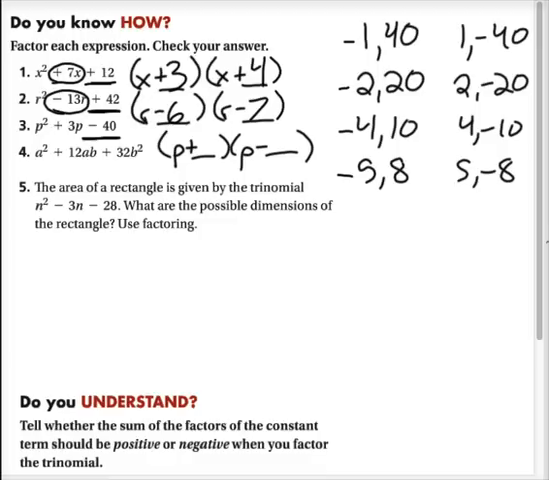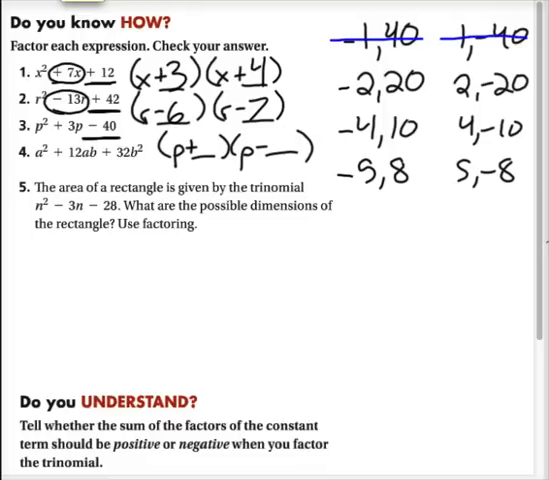So, looking at this, now that we focus on that negative 40, we need to focus on how we add them to get positive 3. So, I'm going to run through my list. Negative 1 plus 40 is 39, which is not what we're looking for. Also, we're not looking for the negative of that, negative 39.